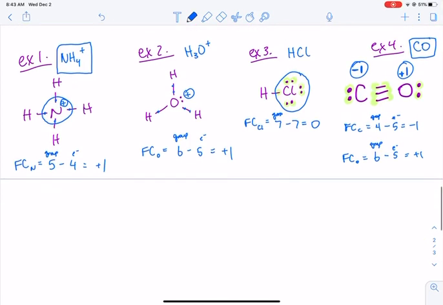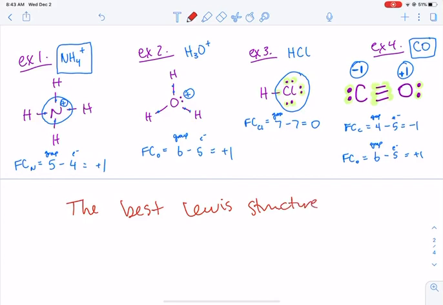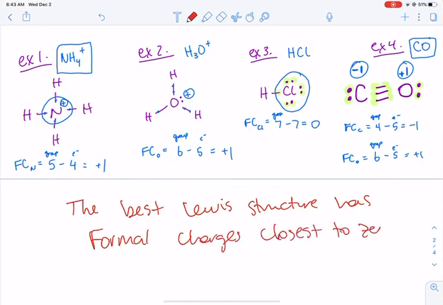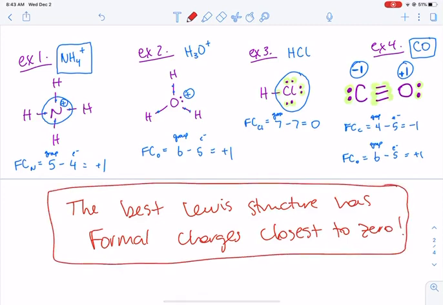The final thing I will say is that normally, you can draw different versions of Lewis structures, right? There's multiple ways to draw them correctly sometimes. The best Lewis structure has formal charges closest to 0, right? That's another rule. So the best Lewis structure is going to have formal charges that are closest to 0.